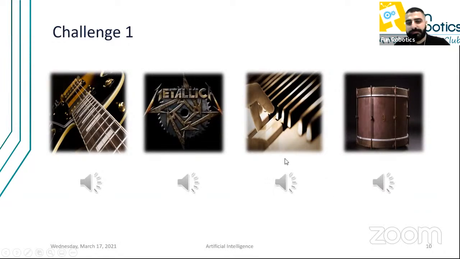Okay, so that was a piano tune that was played. And then finally, we've got the drums. Let's hear that together.